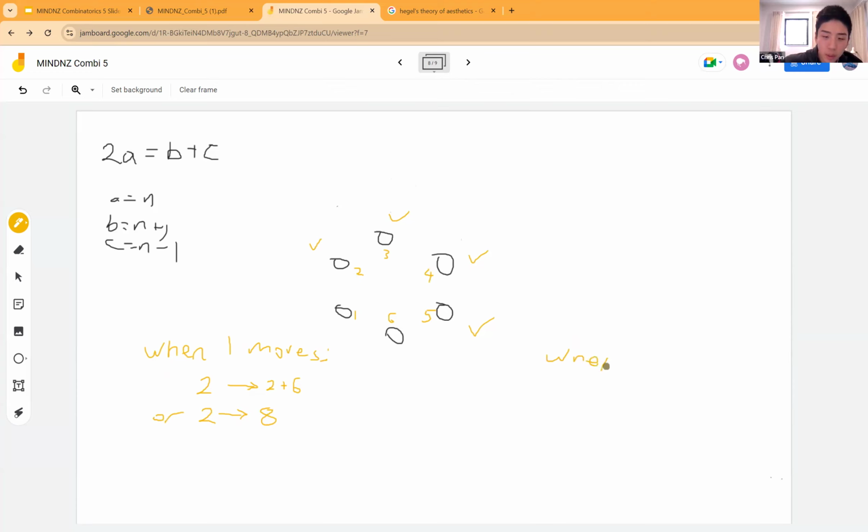Similarly, when player 6 moves, they originally have 2 coins, which are valued at 2 times 6 equals 12 points. And it goes to 1 plus 5, which is 6. We see that 12 goes to 6.